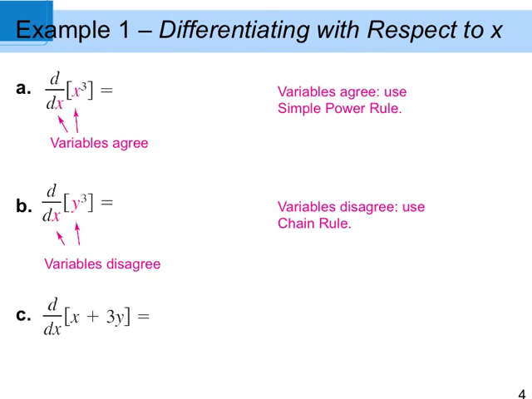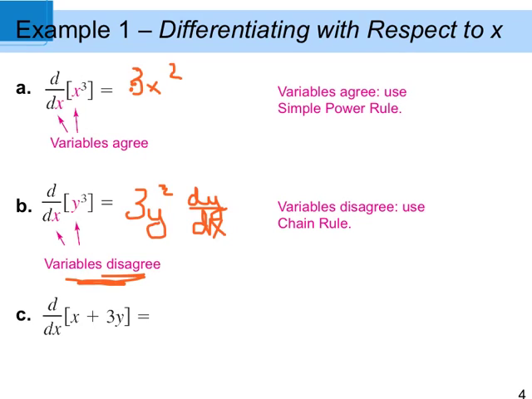So recall, again, from today, how we take these derivatives. If we want the derivative of x cubed with respect to x, it's just 3x squared. But if we want the derivative of y cubed, with respect to x, it's going to be 3y squared times dy dx. So you need that extra piece because the variables disagree, because they're not the same variable.